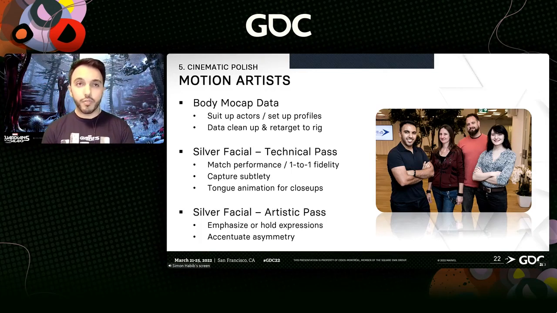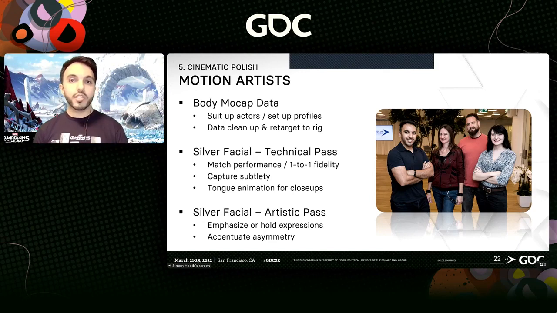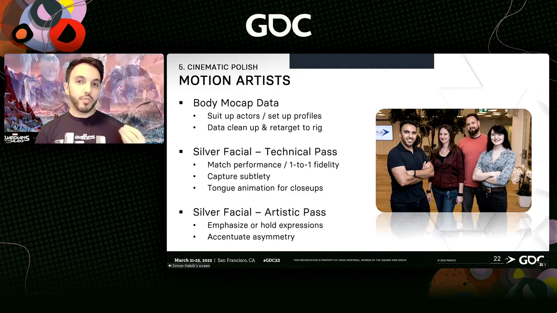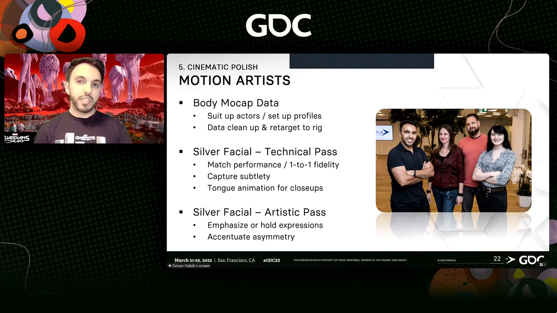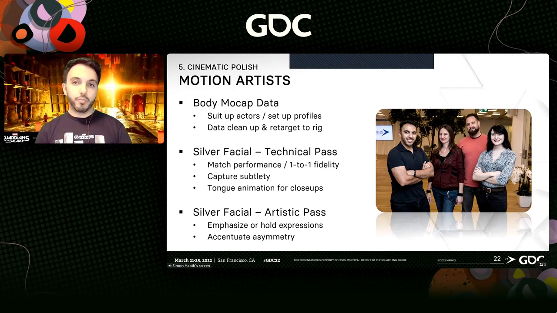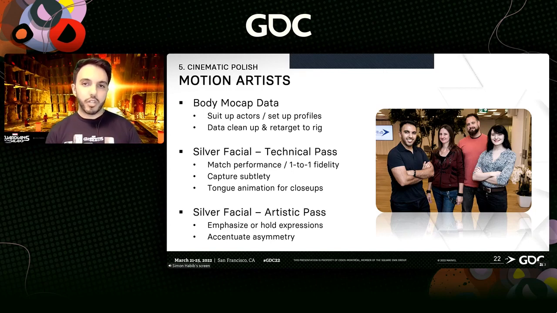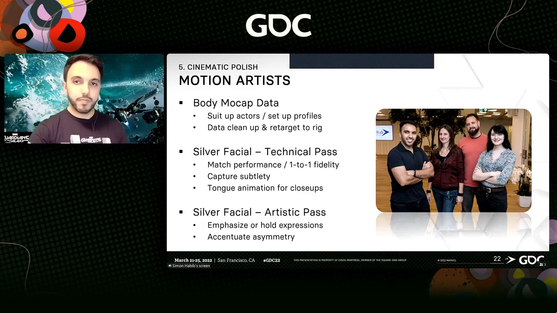We also took care of the silver facial pass, which I broke down here into 2 steps. The technical pass, where our goal was to try to match the performance as closely to what the actors did. Accuracy and capturing subtlety were really the priority here. There's also tongue animation. Since Faceware doesn't provide tongue tracking, this was keyframed for specific close-ups when needed. Then there's also what we call the artistic pass, where we can actually go beyond what the performers did. So we can emphasize certain expressions, we can hold expressions for comedic timing, and it's also an opportunity to accentuate the asymmetry that the batch process gave us.